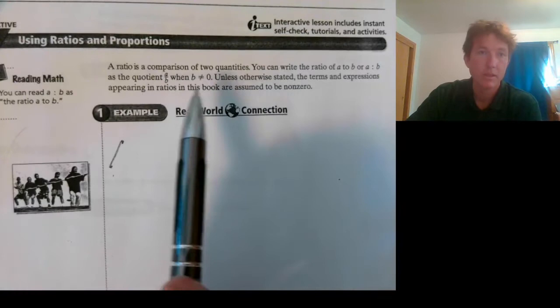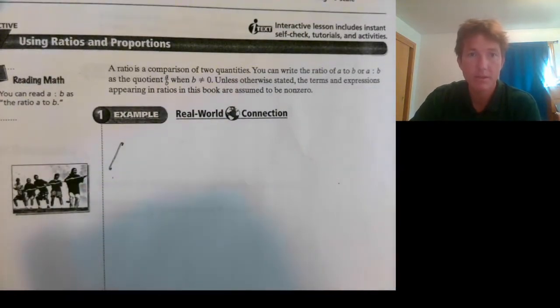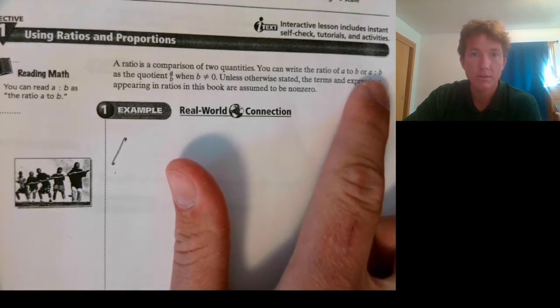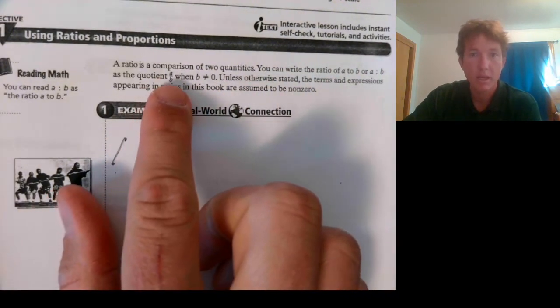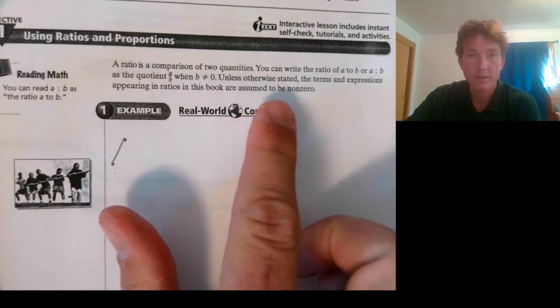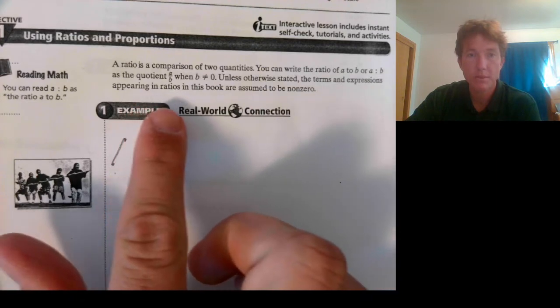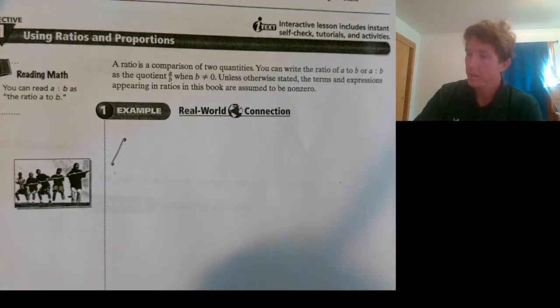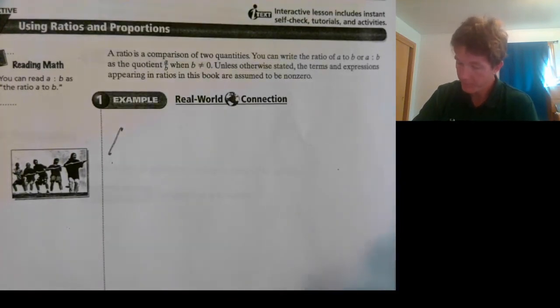Alright, so let's get into it. A ratio is a comparison of two quantities. You can write the ratio of A to B, or use A colon B, or as the quotient, A over B. B cannot equal 0. Unless otherwise stated, the terms and expressions appearing in ratios in this book are assumed to be non-zero. So let's look at an example here.